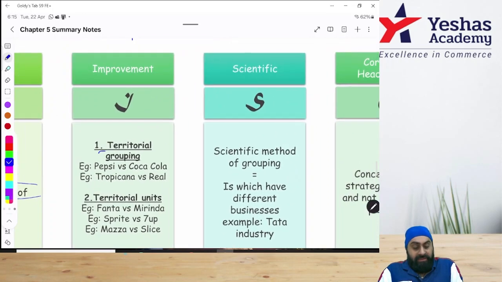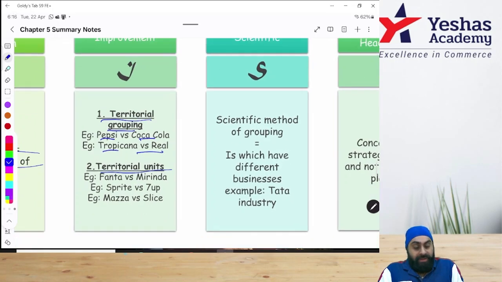Second, territorial grouping. Pepsi versus Coca-Cola. Tropicana versus Real Fruit. Territorial units. Fanta versus Mirinda. Sprite versus 7-Up. Maaza versus Slice. A product comparison is territorial units. A company comparison is territorial grouping.